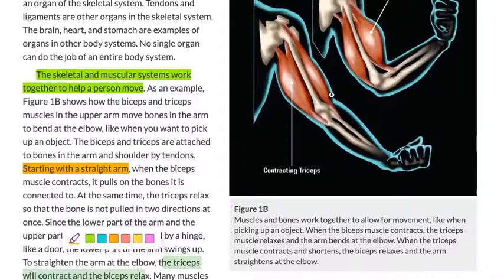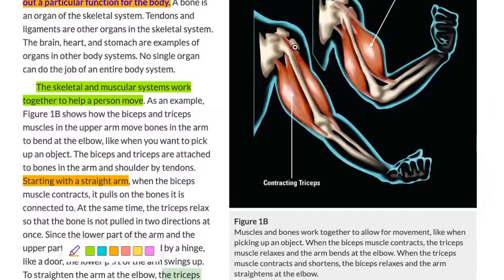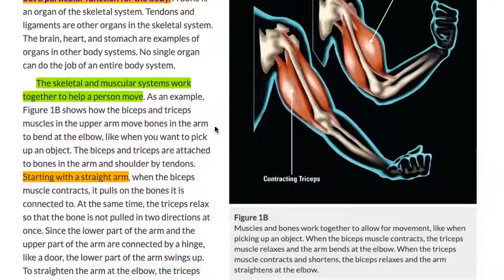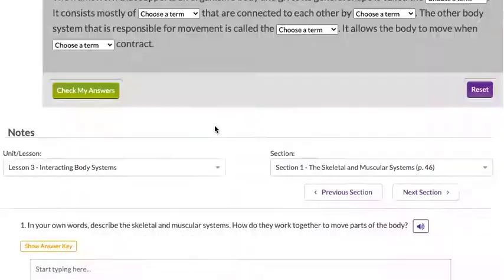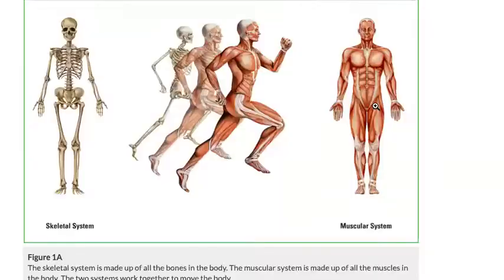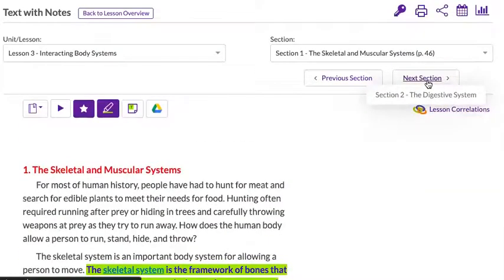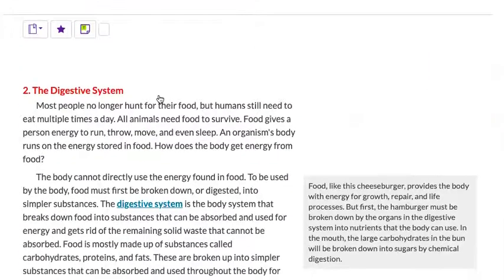Similar concept with your legs. Think about the muscles in your legs and see if you can think about which muscles are contracting and which muscles are relaxing. Okay, so now I'm going to move on to section 2, the digestive system.